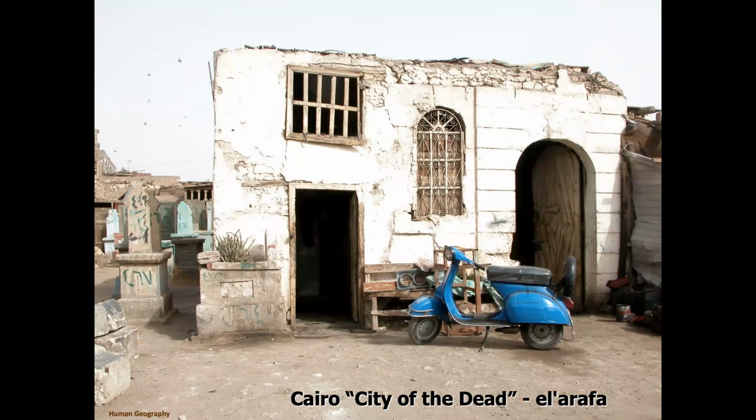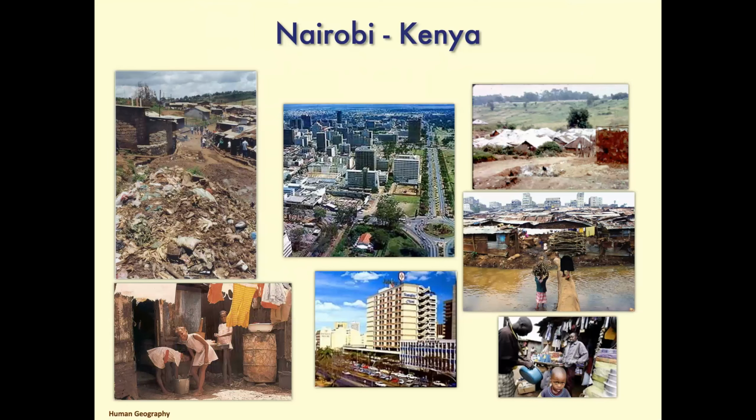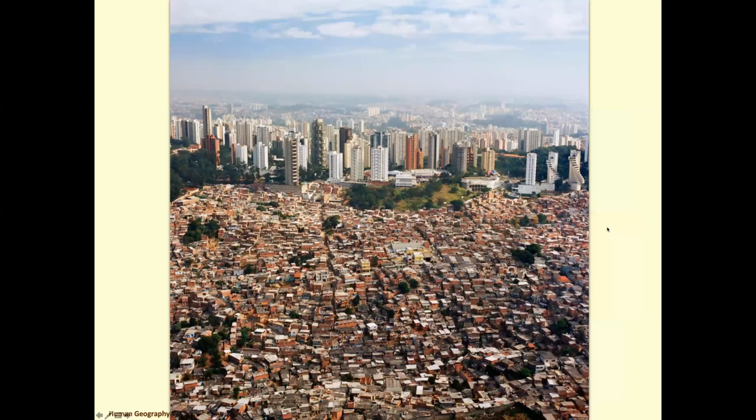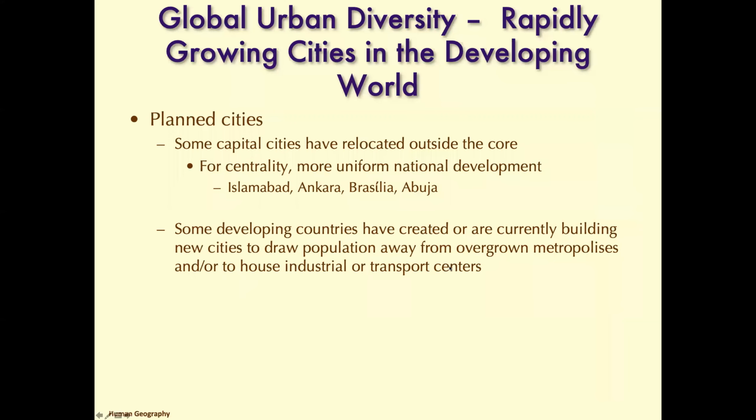Whether it be the City of the Dead in Cairo or in Nairobi, notice a nice normal looking city with this squatter settlement attached to it. So you go from relative wealth to abject poverty. And here's Sao Paulo in Brazil, the city, and the squatter settlement next to it.